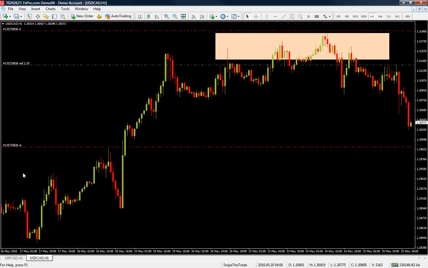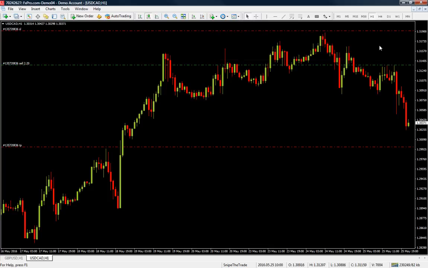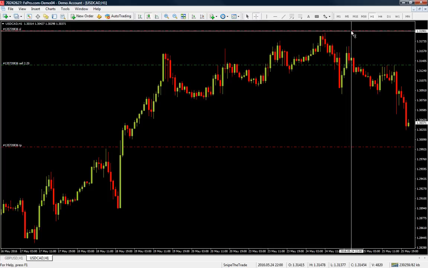Now, first of all, we're going to use this US dollar Canadian dollar trade as an example, and I'm going to zoom in on this trade. Now let me just get rid of this rectangle. On this trade, as we already told you, we put our stop losses above the area of resistance. Why? Because if price were to move above our area of resistance, our trade idea would no longer be valid.